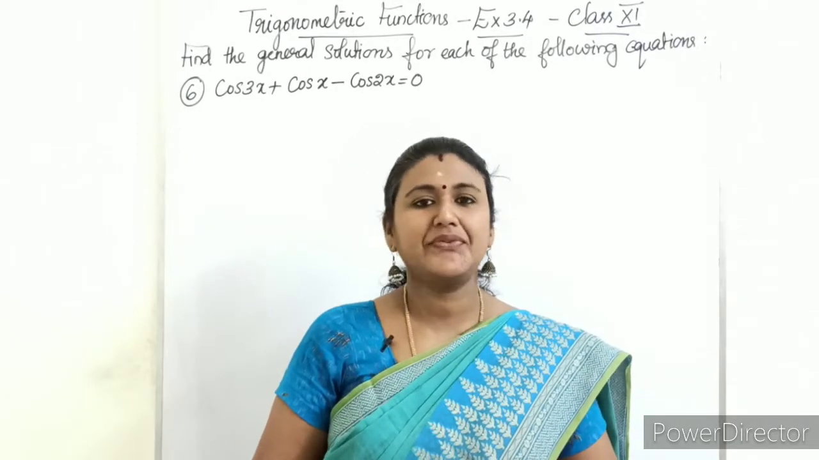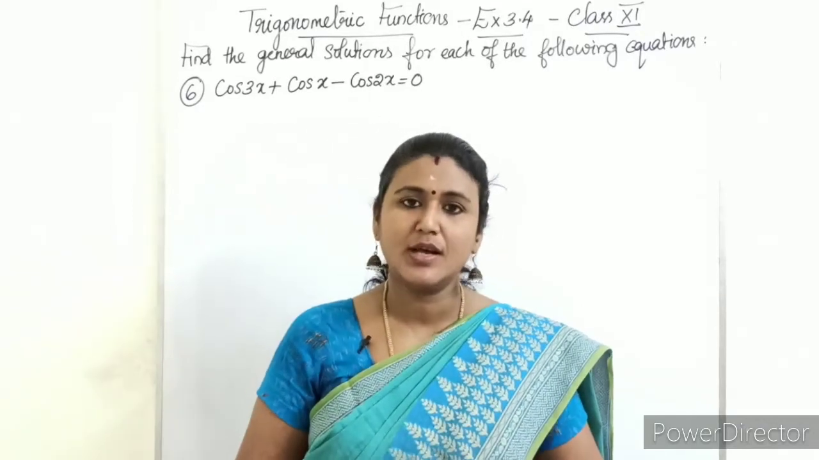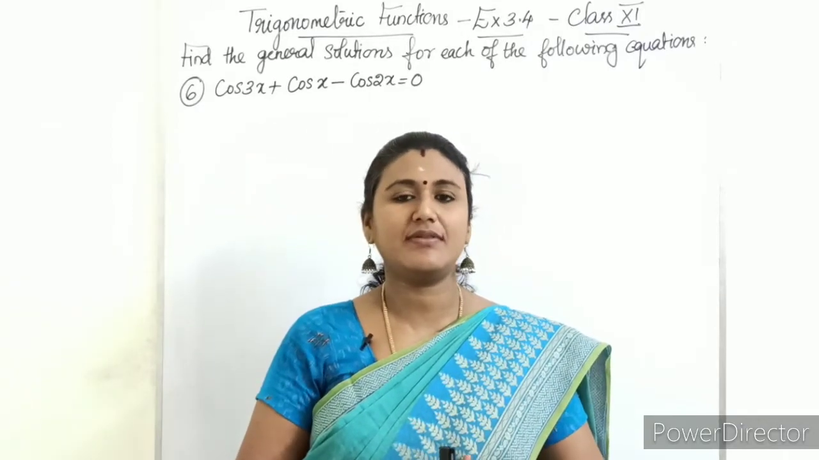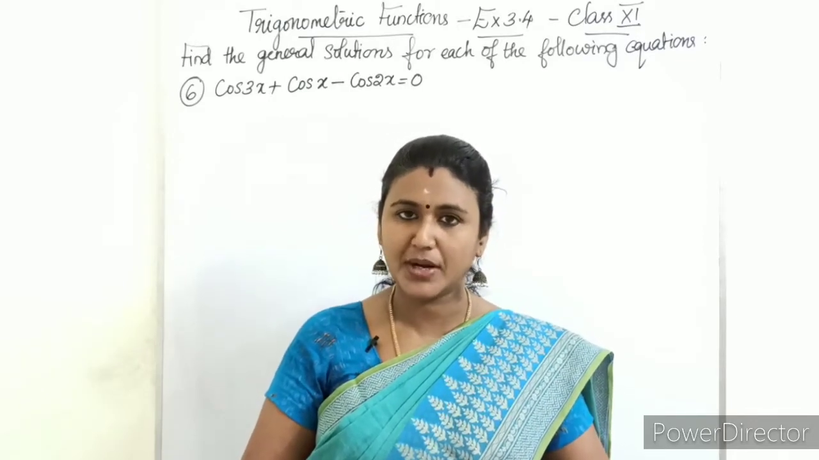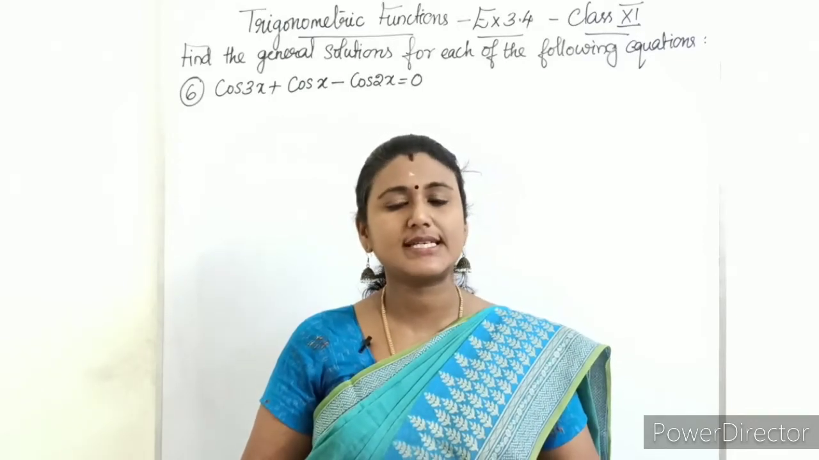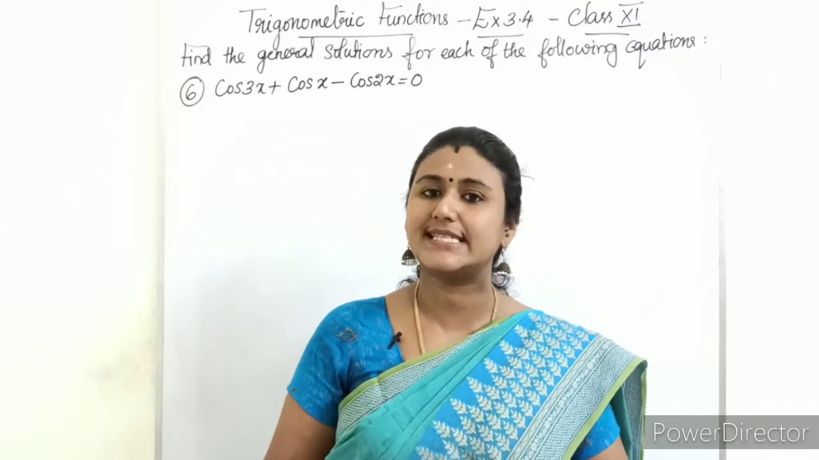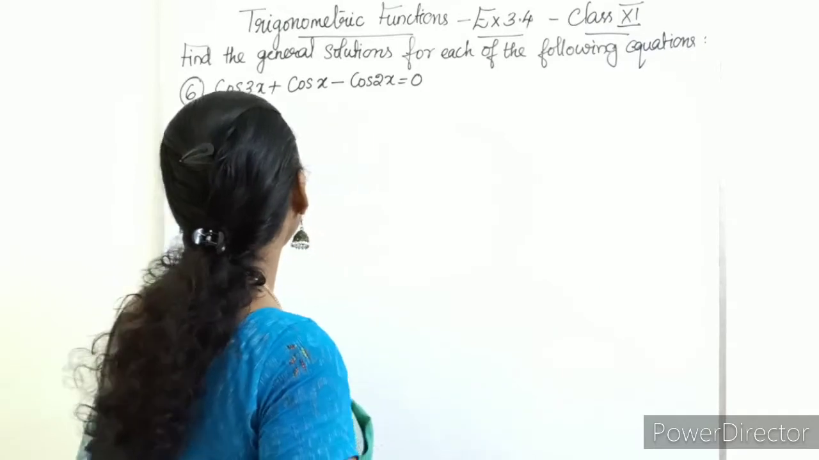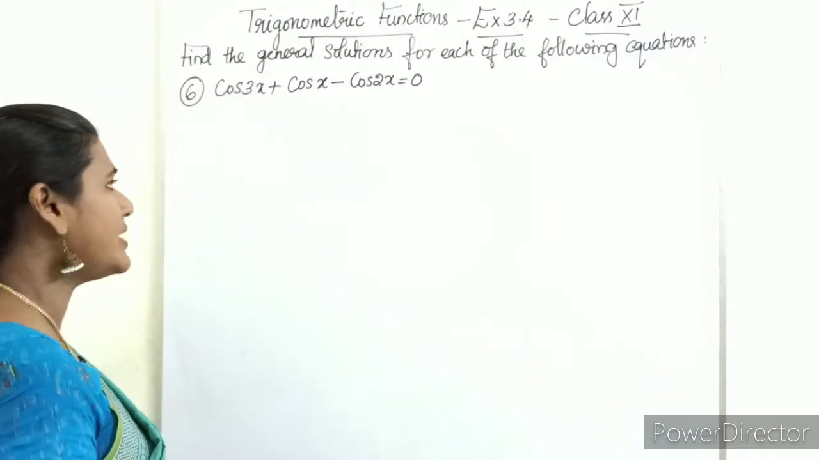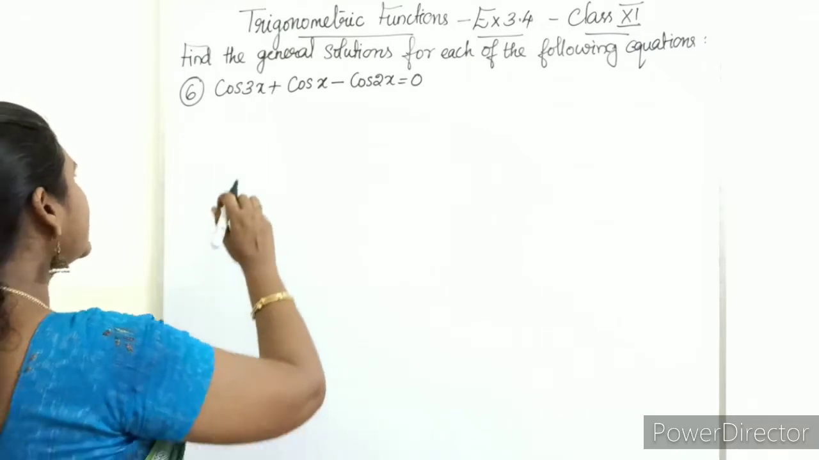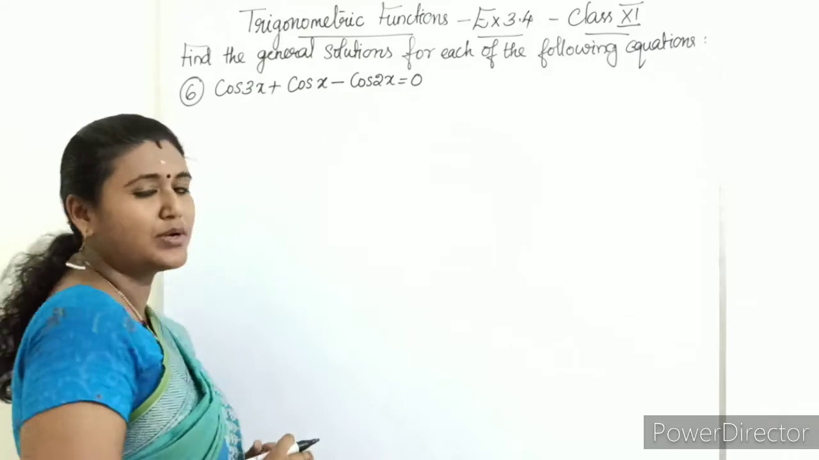In today's class, we will continue with the chapter Trigonometric Functions of class 11. In the previous video, we learned principal solution and general solution of a trigonometric equation, and we discussed 5 questions in exercise 3.4. Today we will see the 6th question. Question number 6: find the general solution for each of the following equations. The 6th question is cos 3x plus cos x minus cos 2x is equal to 0.